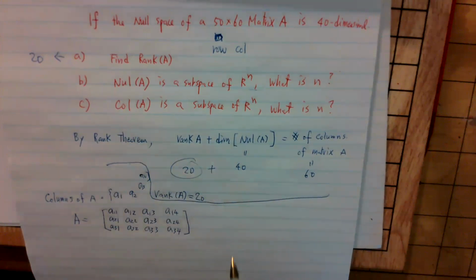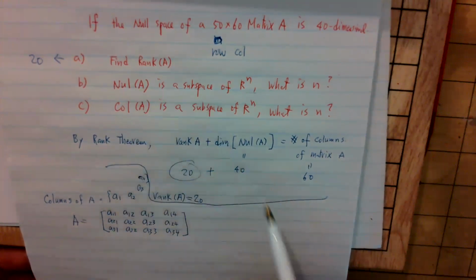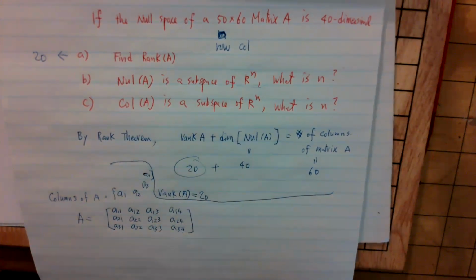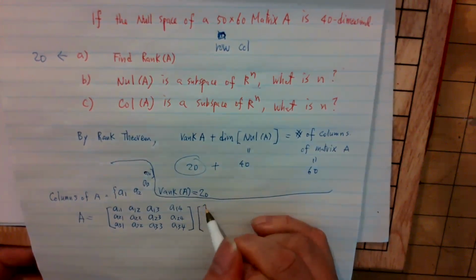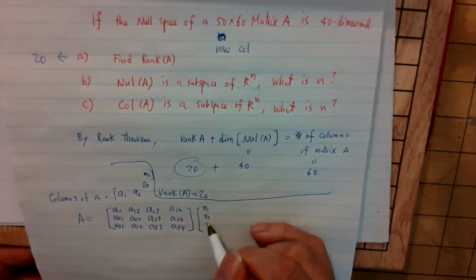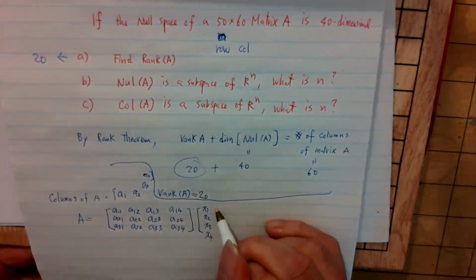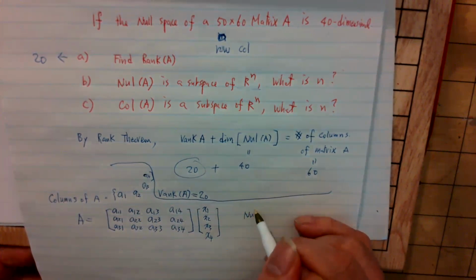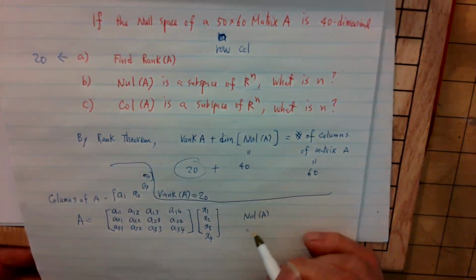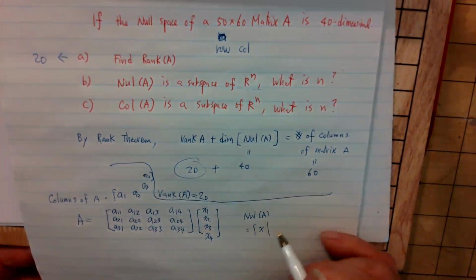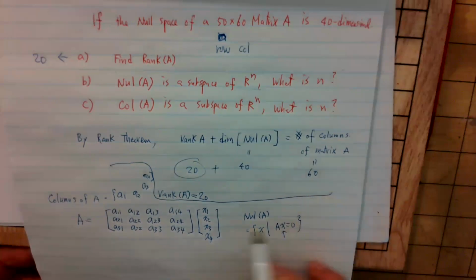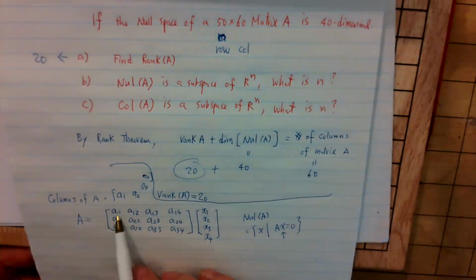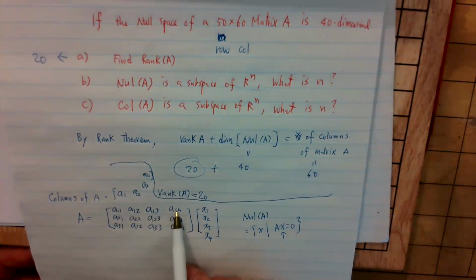Now, what's null A? This is the one that Leo just asked. So this one is x1, x2, x3, x4. So null A is the set of all x such that A times x equals 0. You are collecting such x, and x is x1, x2, x3, x4. You follow the column number.